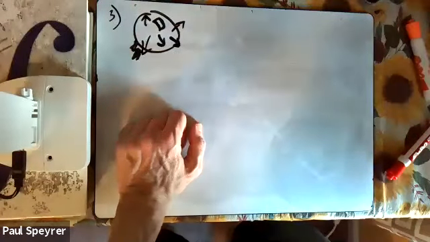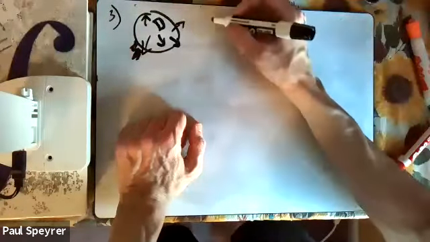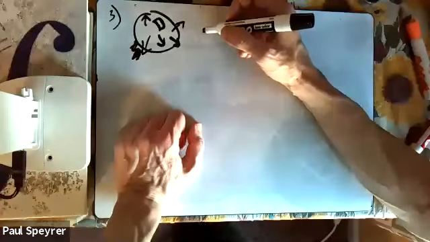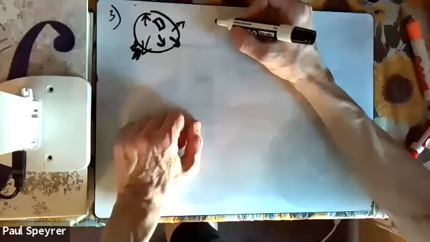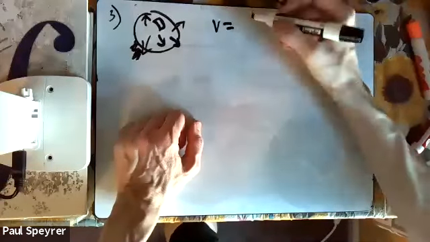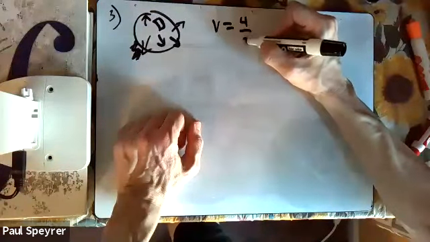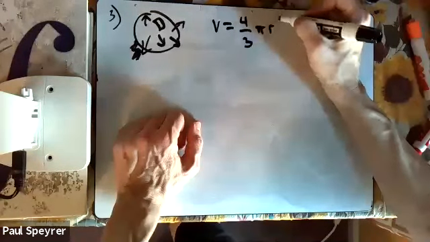So how do we start this? Figure out the base formula. We're dealing with balloons, which are spheres, right? They're not circles. So we have the volume of a sphere is 4/3 pi r cubed.